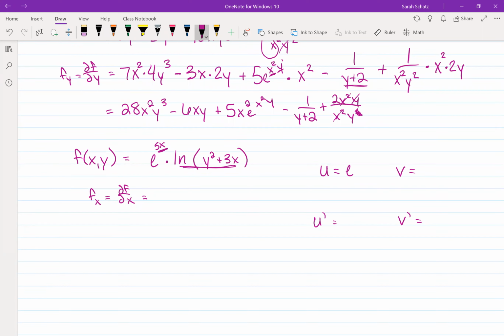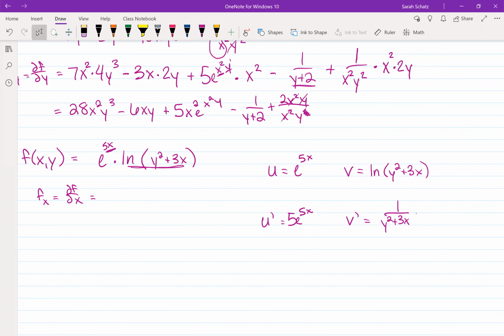All right, so let's say that u is e to the 5x. Well, with respect to x, du is just 5e to the 5x. Let's say v is the natural log of y squared plus 3x. Well, let's see, the derivative of that would be 1 over y squared plus 3x. And then the chain rule, this is just with respect to x, you guys, so the y squared is just a constant. The only derivative there is 3. So we could call this 3 over y squared plus 3x.